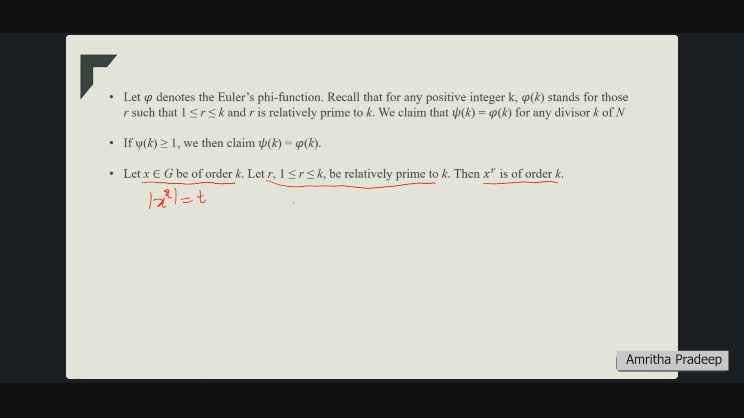And we know x is of order k. So x power k will give me identity, and k is the least such element. So if I take x power k of r, this is equal to e again. Now we can write it as x power r of k is equal to e. So from this we can say that, taking x power r and operating it k times, we get identity. But we know x power r is t, we have assumed it to be t. So from this we can say that t divides k.